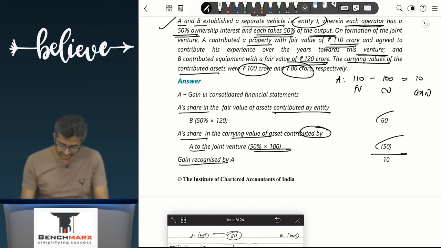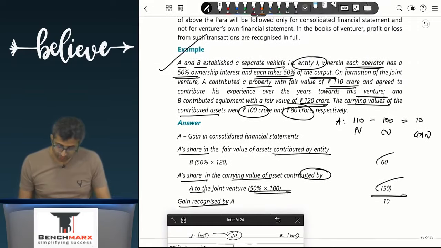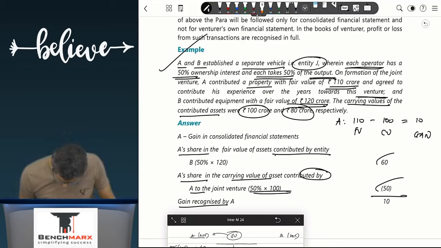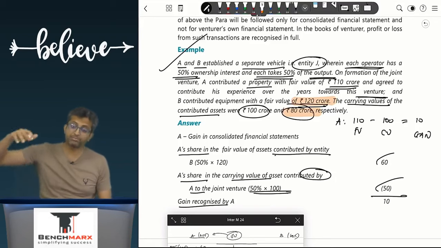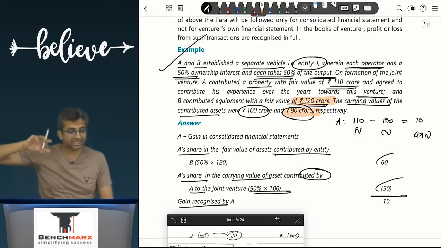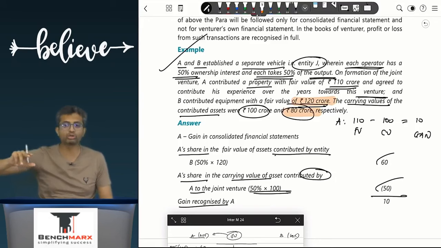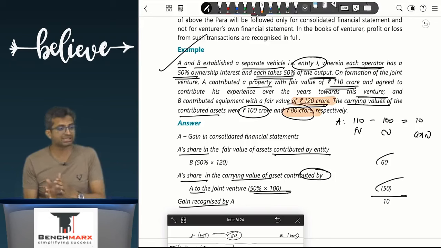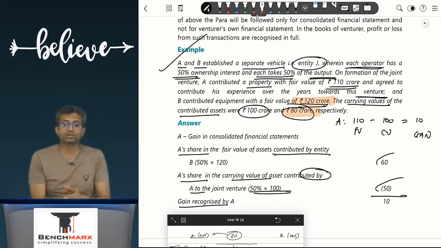So, here I took one thing. You also take it for B. When I look at B, B is transferring something which is worth how much? The carrying value of assets is 80. And B is contributing an equipment worth 120. So in B's books, 120 into 50% will be 60. It is treated as if B is transferring an asset worth 60.